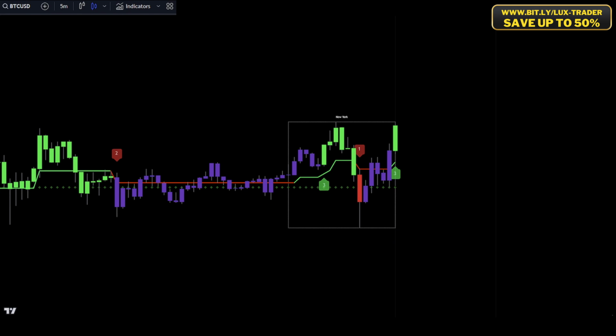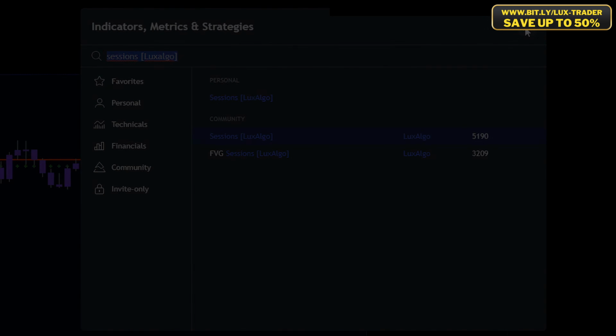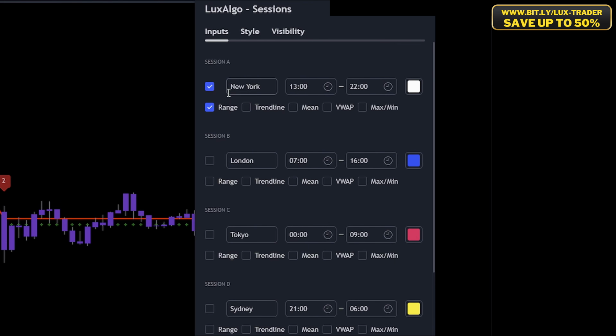Now let's take a look at the rules for trading this strategy, and we're going to start with the rules to enter a long trade. For the sessions, you want to use a free indicator which is called Sessions by LuxAlgo, and you want to enable only the New York session.